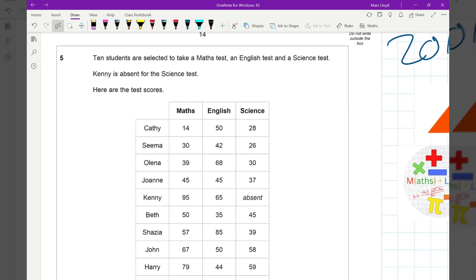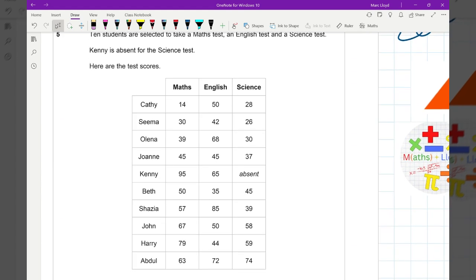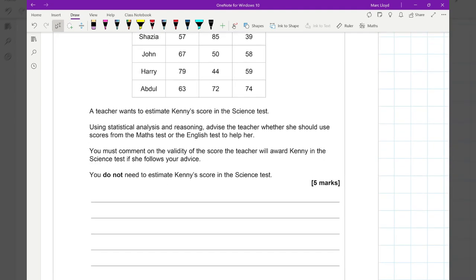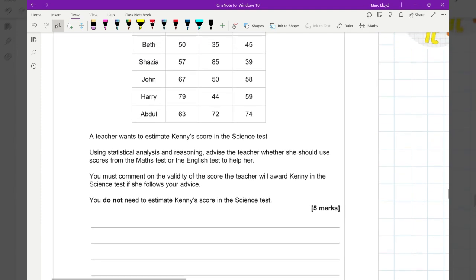So 10 students are selected to take a maths test, an English test, and a science test. Kenny is absent for the science test. Here are the scores. A teacher wants to estimate Kenny's score in the science test. Using statistical analysis and reasoning, advise the teacher whether she should use scores from the maths test or the English test to help her. You must comment on the validity of the score the teacher will award Kenny in the science test if she follows your advice. You do not need to estimate Kenny's score in the science test.